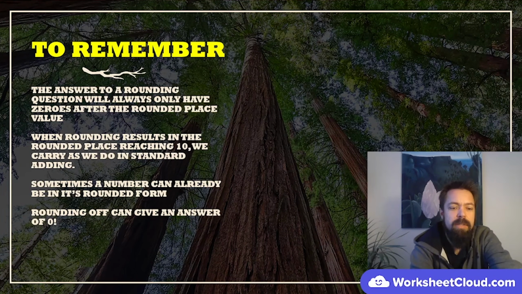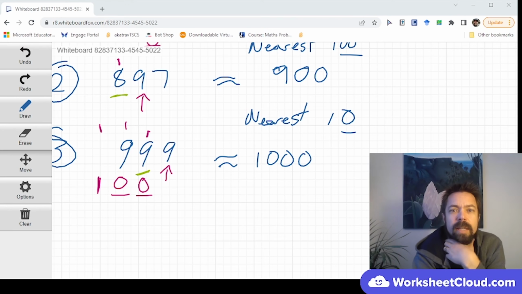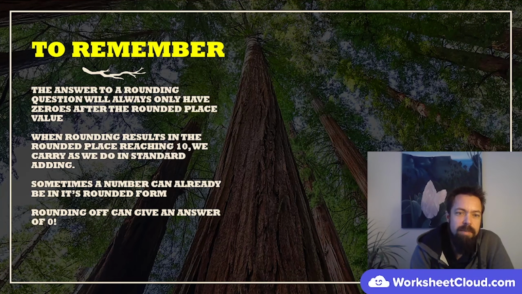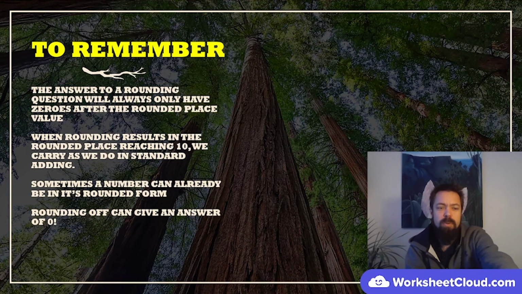Let me just quickly go back to showing you the whiteboard. In these examples, when we got to the next level and we carried the 1, that's what I'm talking about over there. Okay, also remember that sometimes a number can already be in its rounded form. I didn't do any examples like this, but if your teacher gives you 90 and says round it off to the nearest 10, 90 is actually the answer already. So watch out for tricky teachers who might throw those in to check if you understand. And finally, rounding off can give you an answer of 0. That's also quite all right. So bear that in mind.